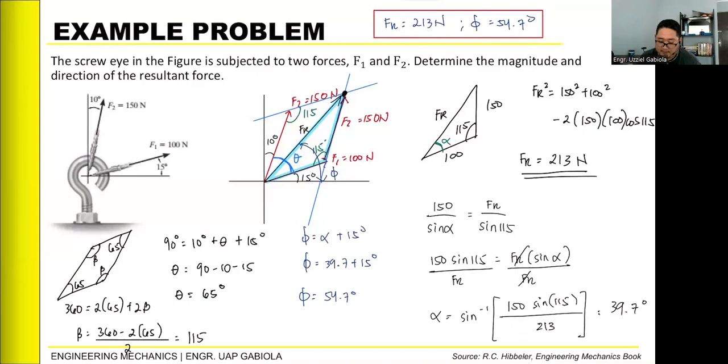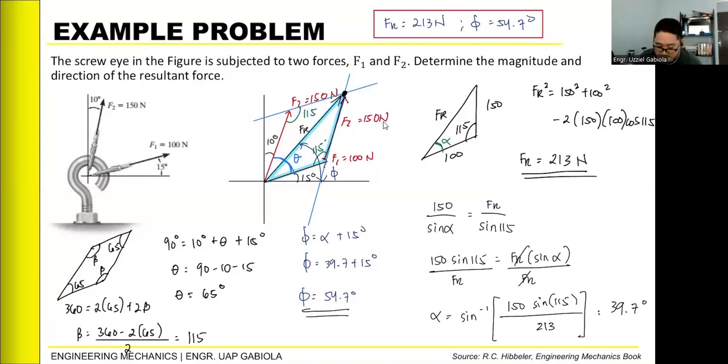Okay? Okay. So by using parallelogram and the sine law and cosine law, we're able to get yung value of our resultant in its direction. All right?